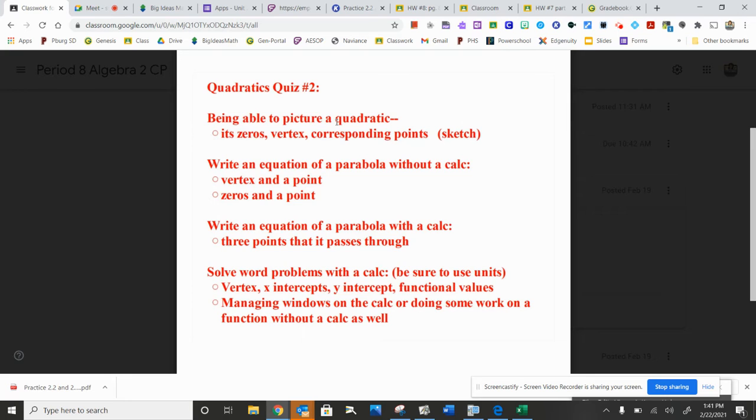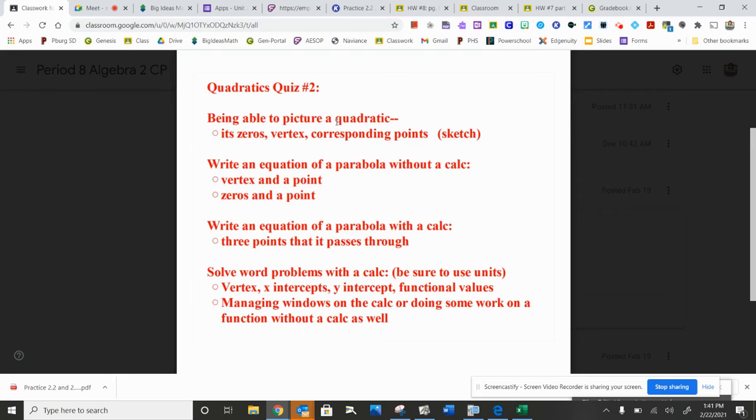That is where we use stat, okay, and we use edit. We put in our x's and our y's there. We only need 3 points. We find the quadratic reg, quad reg, underneath calc in the stat menu.